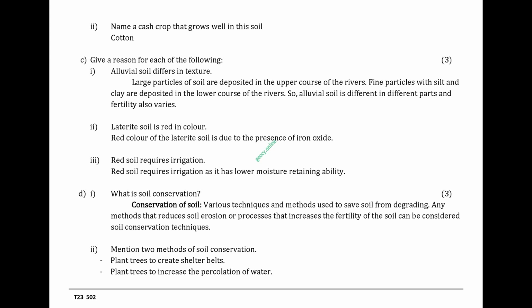So, alluvial soil is different in different parts and fertility also varies. Laterite soil is red in color. Red color of the laterite soil is due to the presence of iron oxide. Red soil requires irrigation as it has lower moisture retaining ability.